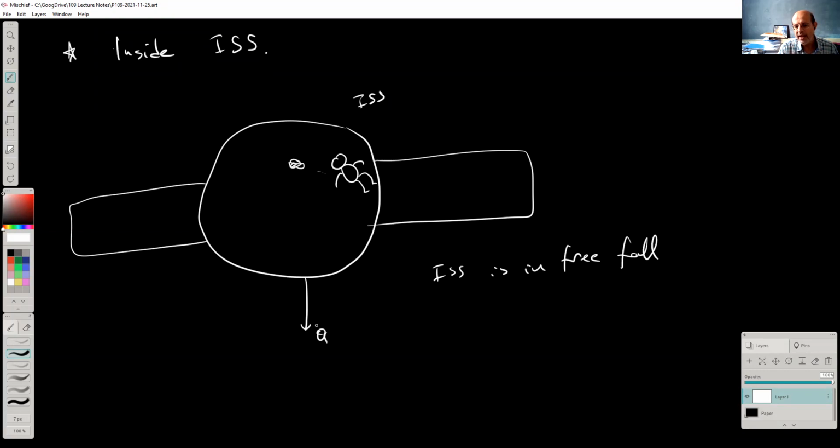So as a result, the ISS has an acceleration which is equal to the local value of the gravity. I mean the gravity at that location, whatever it is. So that's equal to G.